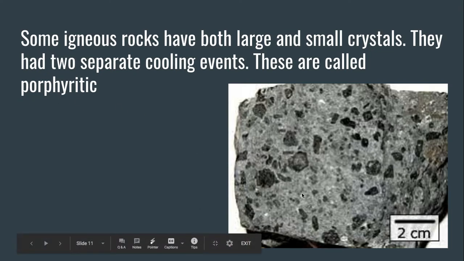This is a sample of andesite, which is commonly porphyritic. It just means that there's two separate cooling events. So imagine this used to be magma. Little parts of it started to cool down, and that's where these large crystals came from, and then it cooled very rapidly afterwards, and that's where this small crystal mass came from. Just know that they have both.